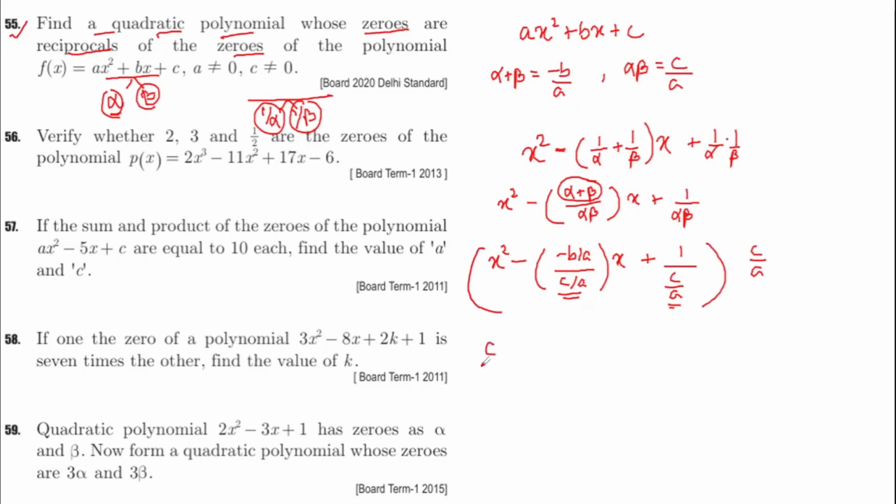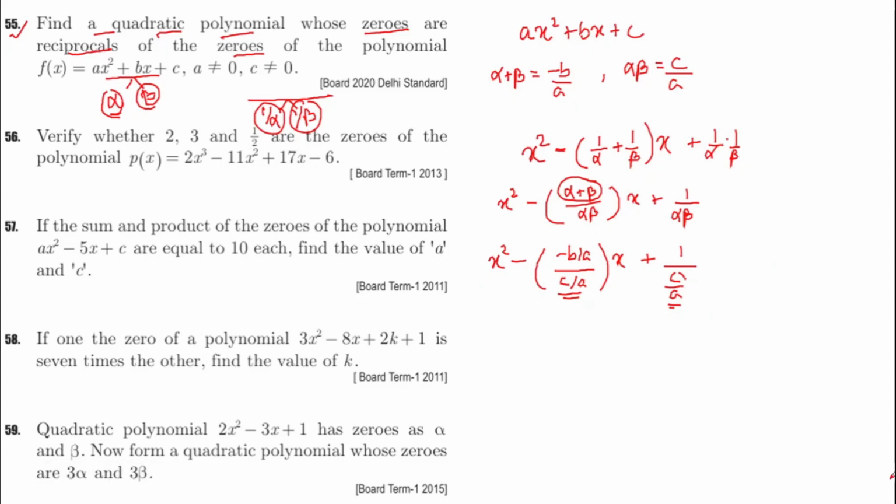Now, c by a x square. The minus minus will get cancelled, and this will give you b by a x plus, here if you multiply by c by a, the c by a will get cancelled, and that will be your 1. Okay, now this is your polynomial. Again, to simplify this polynomial, as you can see, a is in the denominator, so multiply this by a. What we will have is cx square plus bx, and if you multiply this 1 with a, you will have a.